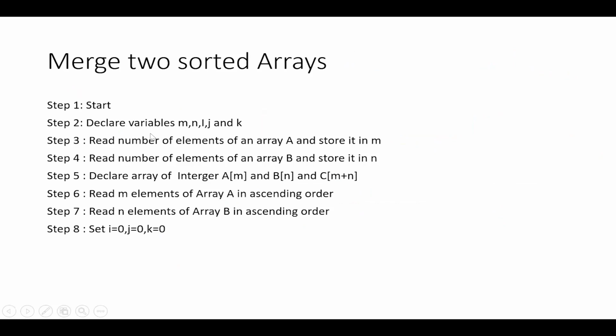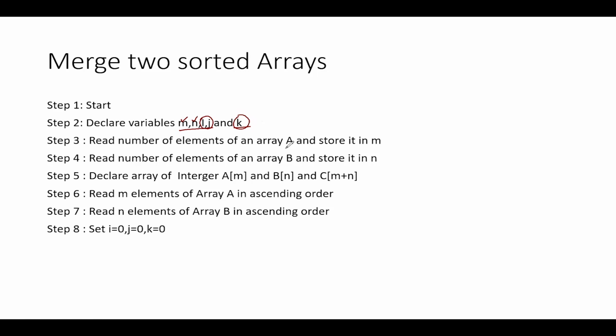Whatever we have discussed till now is written in algorithmic form. This is the basic thing where we will declare the variables m, n, i, j, and k. Remember, m and n are going to be the sizes of the arrays. i, j, and k, as we have seen, are going to be the counters, which are going to help us iterate through the three arrays.